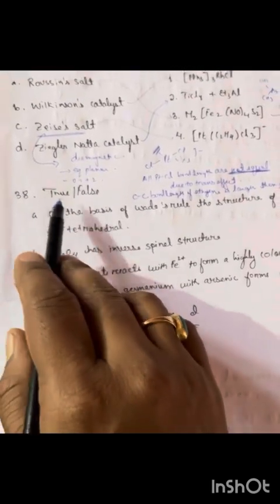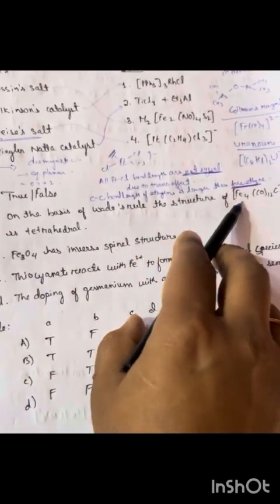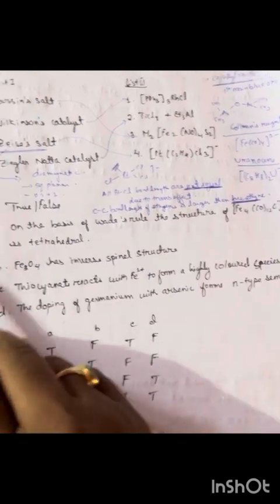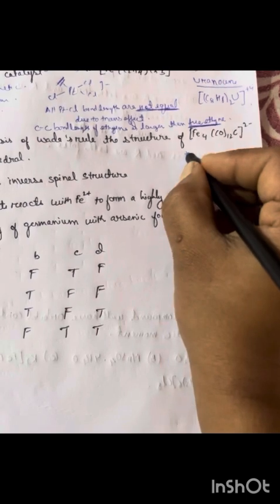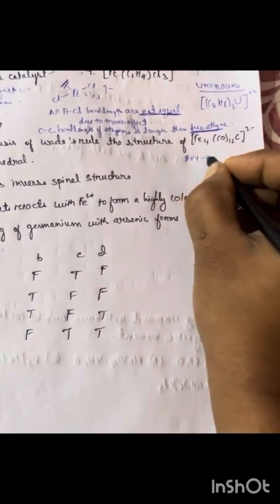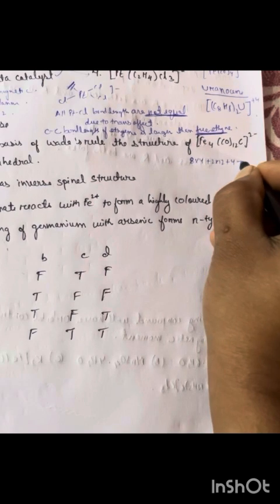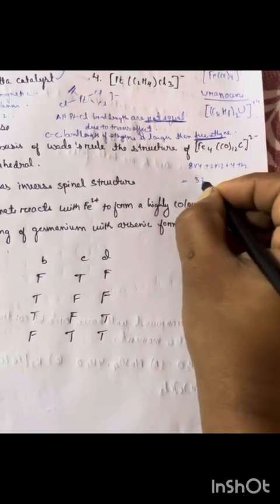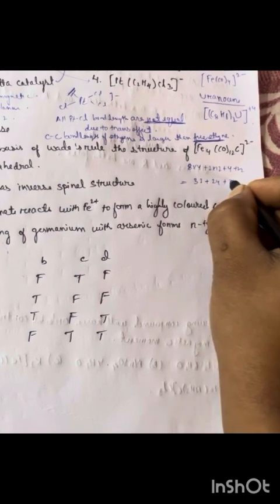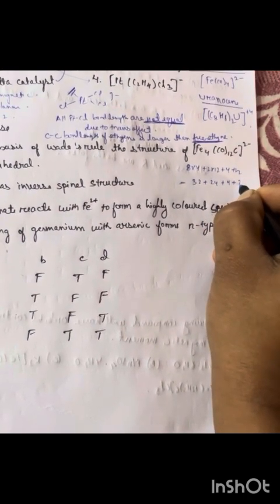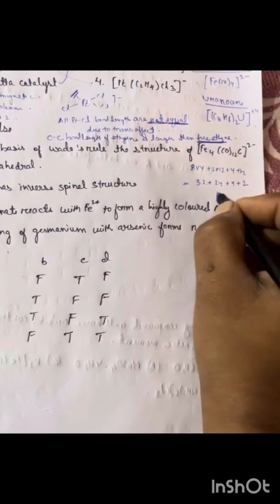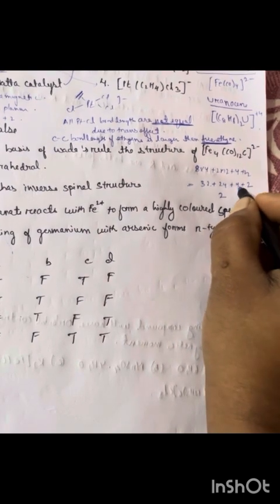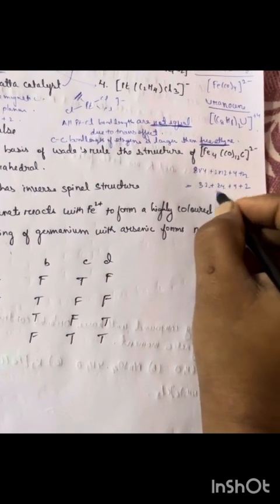Next you see true or false. On the basis of the EAN rule, the structure of Fe4(CO)12 C2- is very easy. You just have to count the total valence electrons, right? Total valence electrons: 8 into 4 plus 2 into 12 plus 4 plus 2. How much will it be? 8 times 4 is 32, plus 24, plus 4, plus 2.